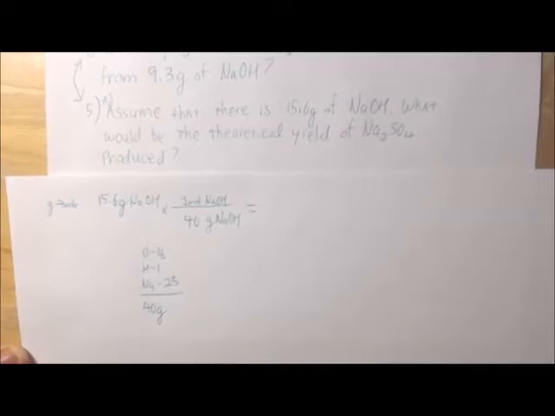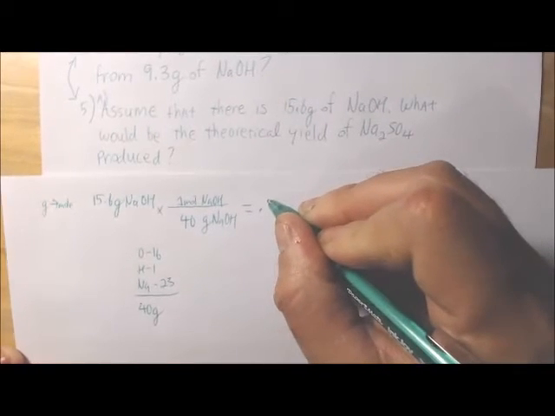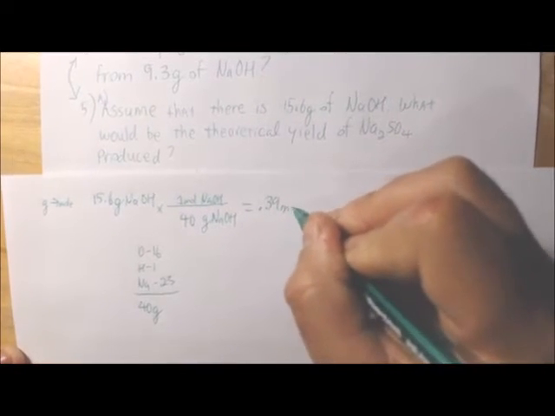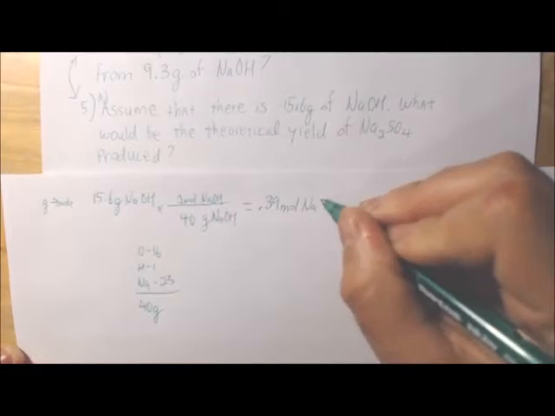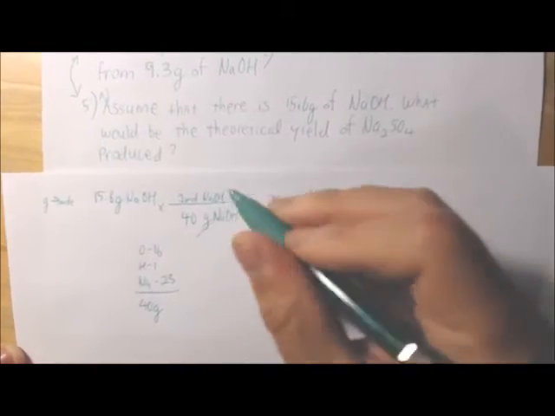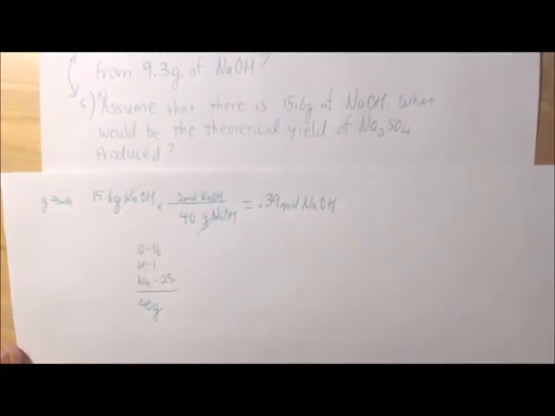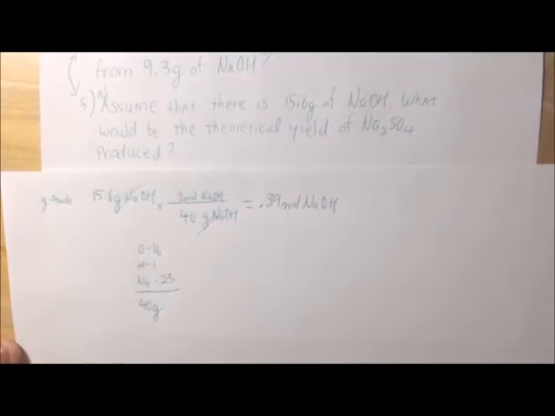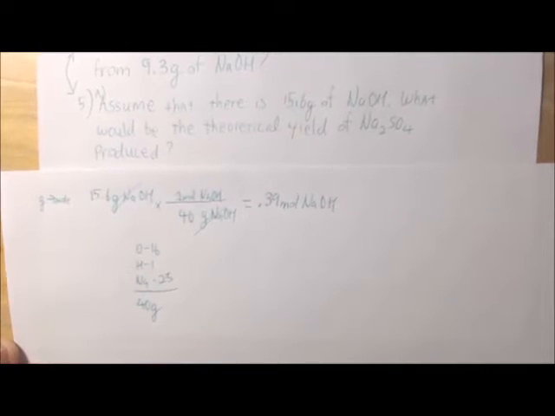15.6 divided by 40. So I should get 0.39 moles sodium hydroxide. Perfect world. That makes no sense. Yes, it does. Okay. Perfect.